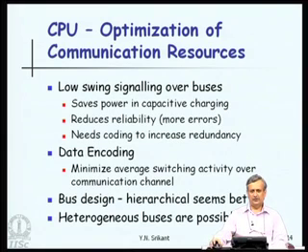It is possible to encode data, so as to minimize the average switching activity over the communication channel. So, some types of data encoding can actually reduce communication. Say, for example, we tried, and it is also possible to rearrange instructions in order to reduce switching and so forth. So, bus design, hierarchical buses actually seem to reduce the energy consumption, and it is also possible to use heterogeneous buses. What are these?